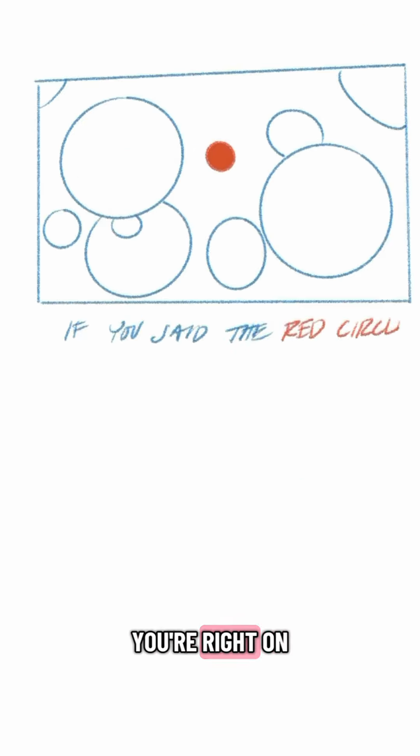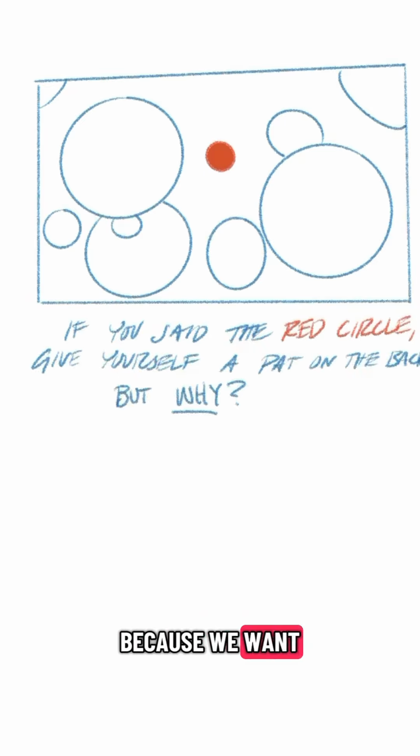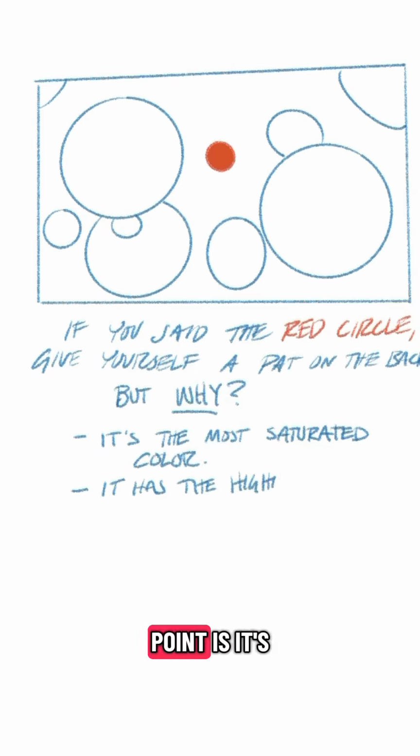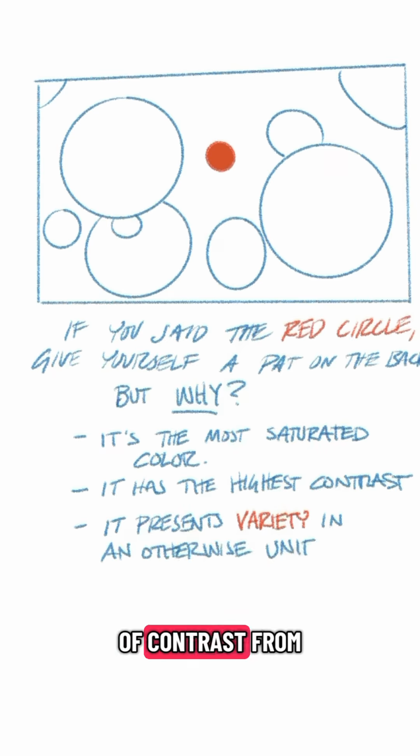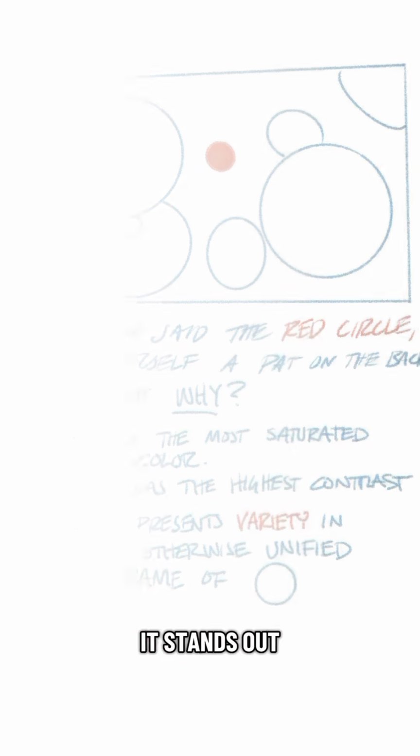I'll give you a second. If you guessed the red circle, you're right on. It's pretty easy. But easy is kind of the point because we want the focal point to be as clear as possible. And why this is the focal point is it's the most saturated color and it has the most contrast from these other blue outlined white circles, right? It stands out.